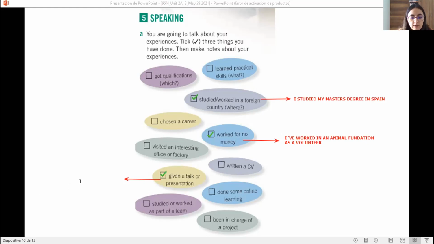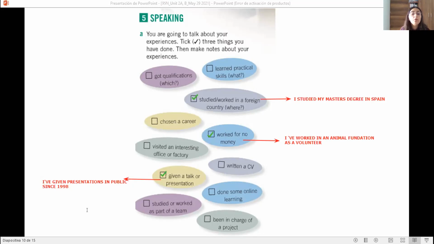And the last one I have here is give a talk or a presentation. I have, for example, I've given presentations, public, since, let's say, 1998. These are just some examples, okay?